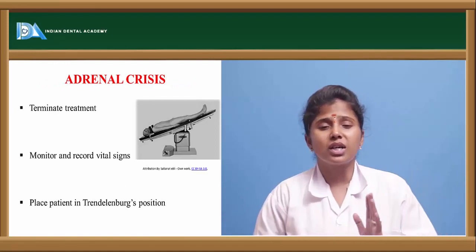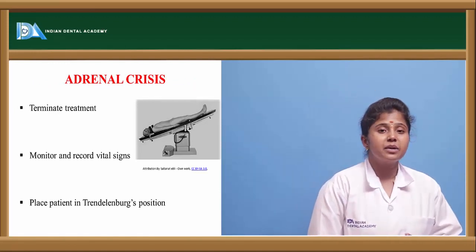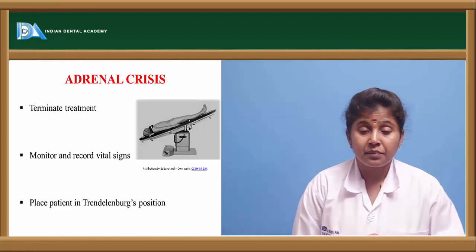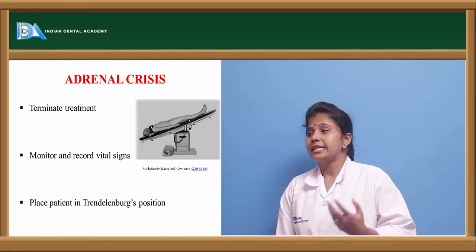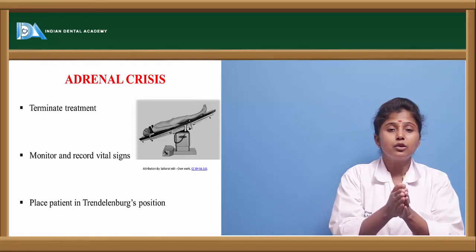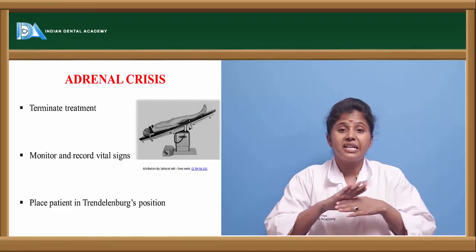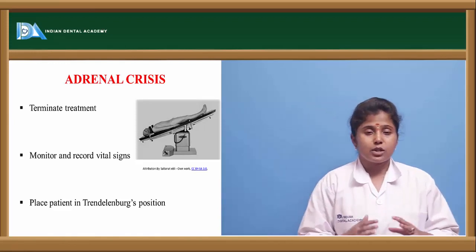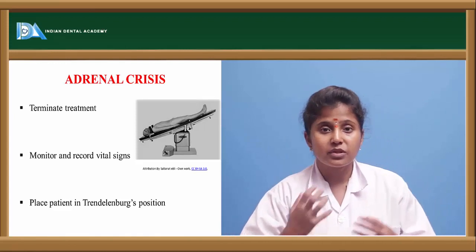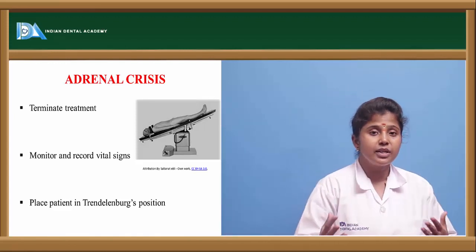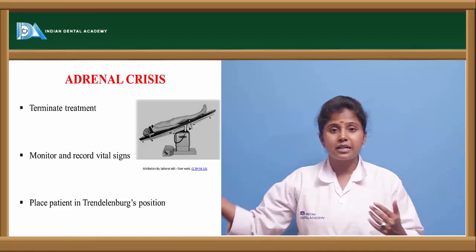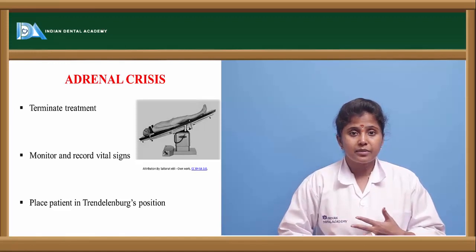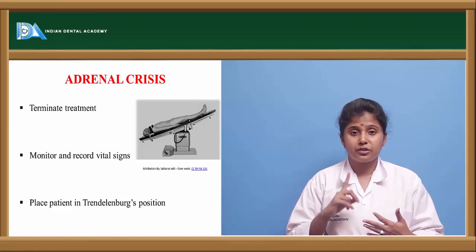Now let us see what medical emergency treatments are given for various diseases in the dental office. For example, if we take adrenal crisis. If there is any adrenal crisis, then we need to terminate the treatment. The patient should not be given any treatment at all. And then we need to record the vital signs. So if there is a risk of adrenal crisis while you are giving dental treatment, then we need to stop the therapy immediately, and then we need to observe vital signs like blood pressure, weight, temperature and so on.